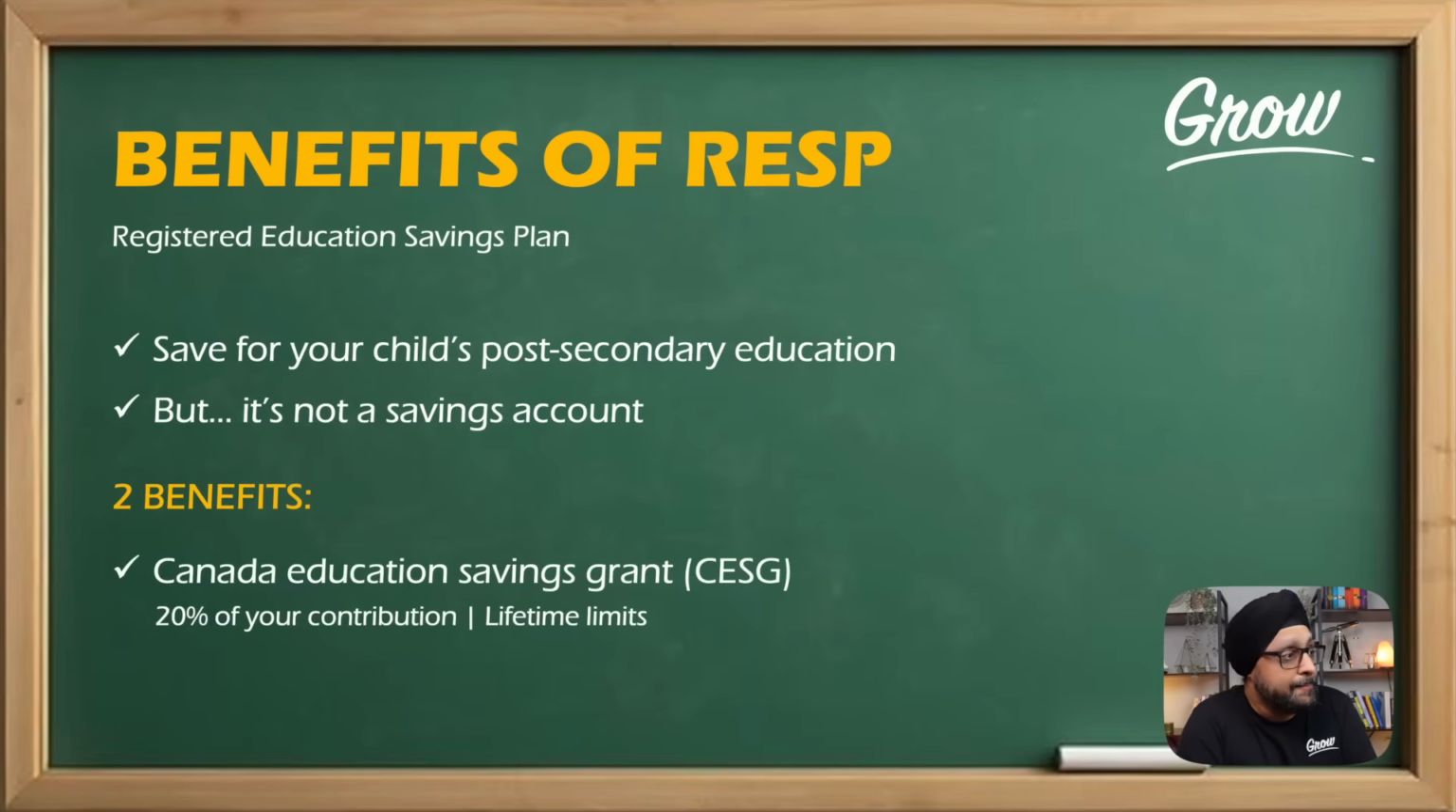The first one is you get a CESG, Canada Education Savings Grant, which is 20% of your contribution. So let's say you contribute $1,000 a year, you get 20% of that, $200 free money from the government. But there are lifetime limits that we'll be talking about when we go to the section of grants. But that's the first benefit. You get free money from the government that actually compounds across the 16, 18 years, however long you are investing in that. And all that compounding can be then used towards your child's education.